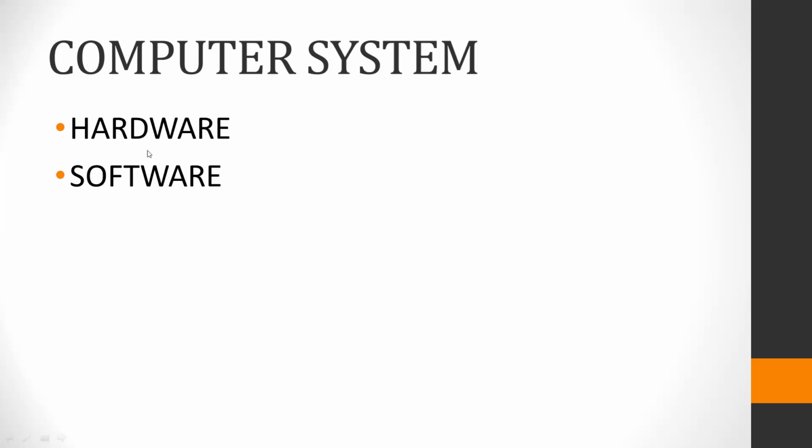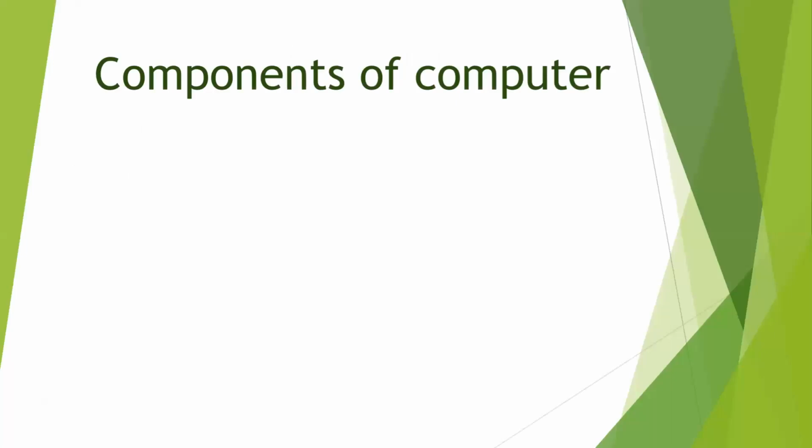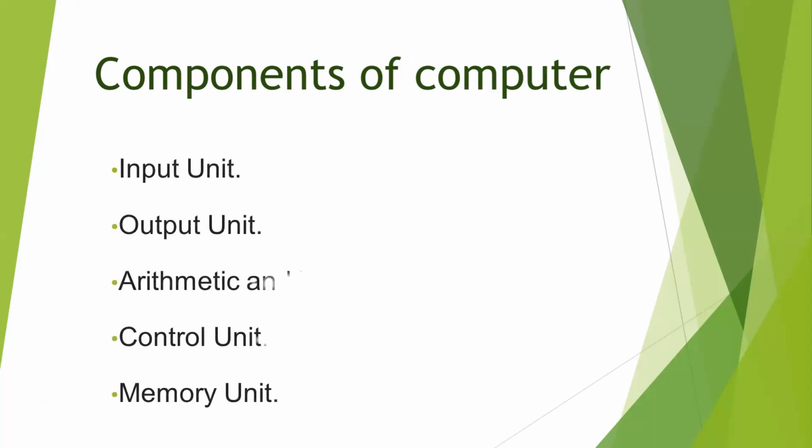That is software. What are examples of software? Operating system, then application software like MS Word, MS Excel, etc. So these are the important parts, hardware and software. Next, we go to the next topic, components of a computer. There are five basic components: input unit, output unit, arithmetic and logic unit, control unit, and finally memory unit.